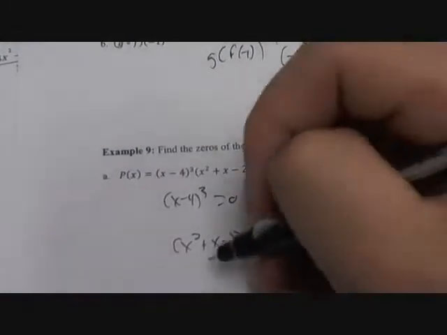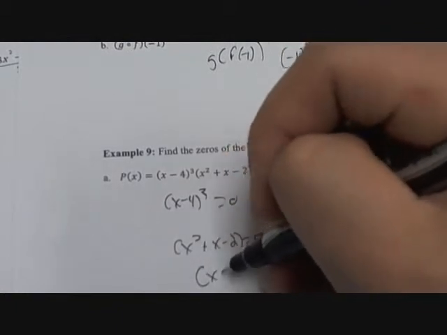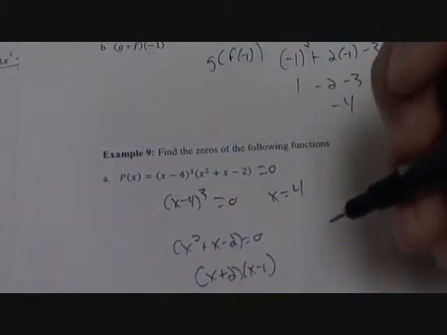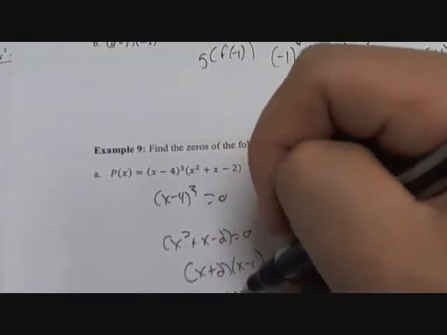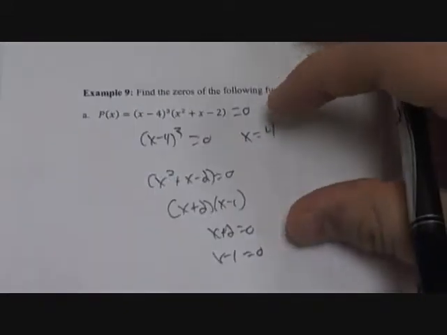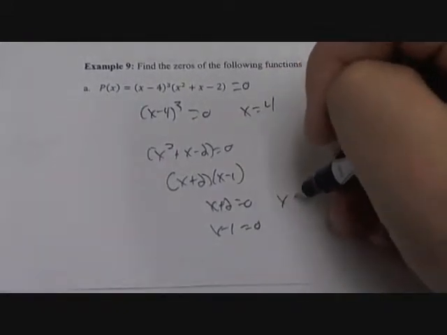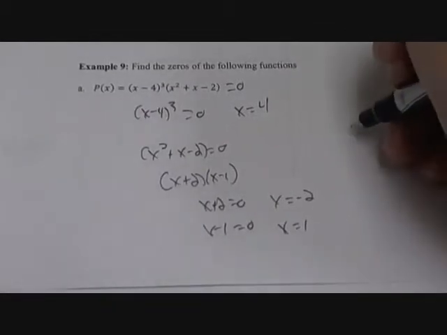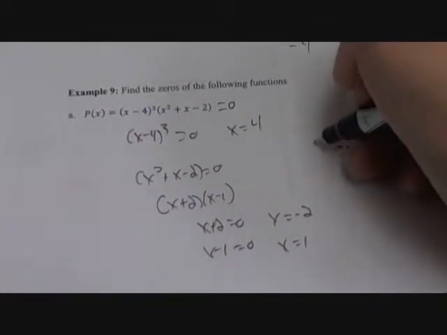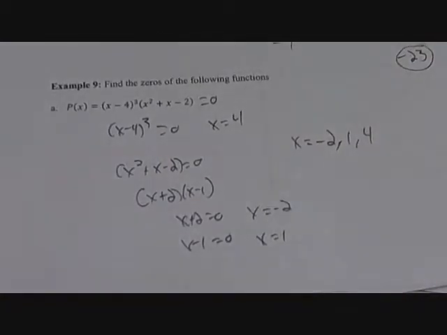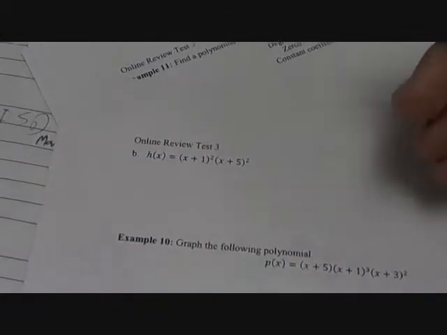Alright, this one you factor out. It can be x plus 2, x minus 1. So then you factor, so it's x plus 2 is equal to 0, x minus 1 is equal to 0. So x is equal to negative 2, x is equal to 1. So our zeros are negative 2, 1, and 4. Alright, do the same thing here.